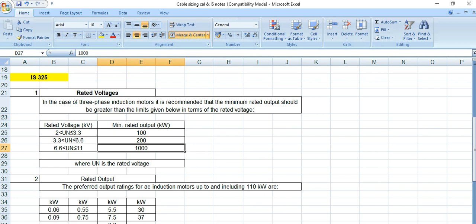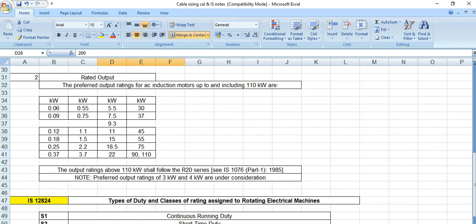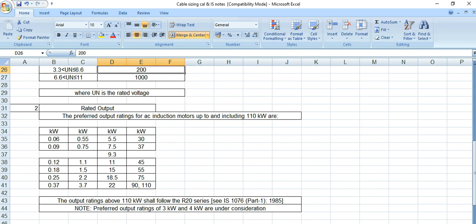You can see in various projects also, as per the different voltage levels, for medium voltage, for 6.6 kV or 11 kV, these are the minimum motor ratings. Now coming to the main point, that is the rated output, the standard motor rated output.